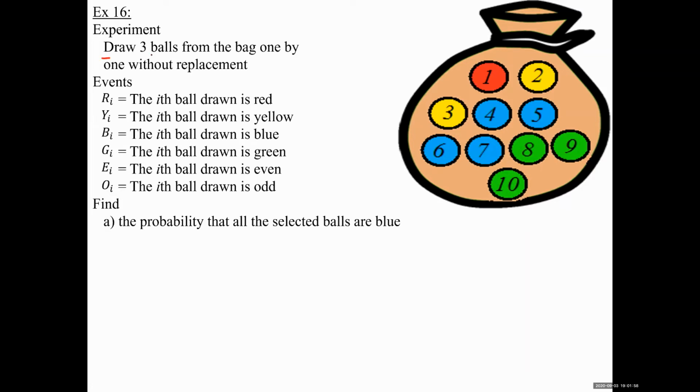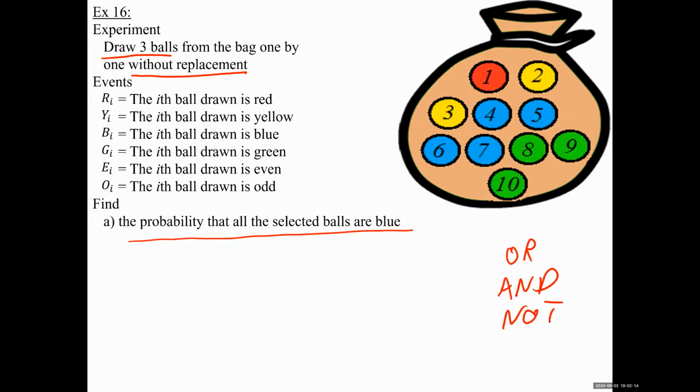So let's see what this problem says. We're drawing 3 balls from the bag, one at a time without replacement. The question says, find the probability that all the balls are blue. We don't have a formula that says probability all. We have formulas that have the word or, the word and, the word not, which we haven't got to yet. So we want these words in our question, and if they're not there, can you rephrase the question so that they are there, so that we can use a formula that we have? Let me say it again. The question is, find the probability that all the balls are blue.